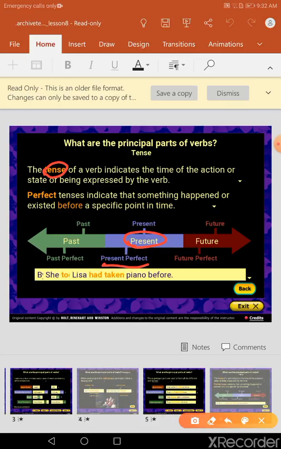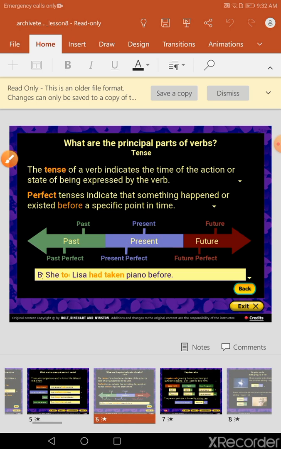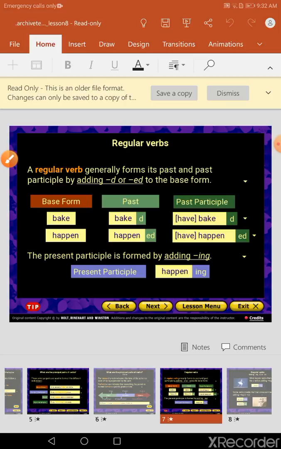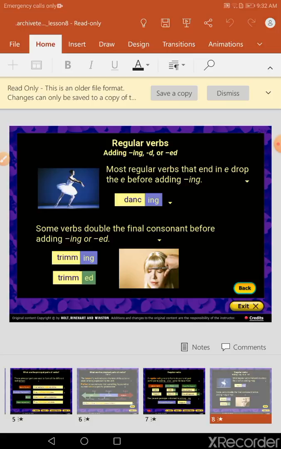The next point, the regular verbs. A regular verb generally forms its past and past participle by adding d or ed to the base form. Like bake, add d. So baked, happen, happened. Have baked, have happened. Is happening.